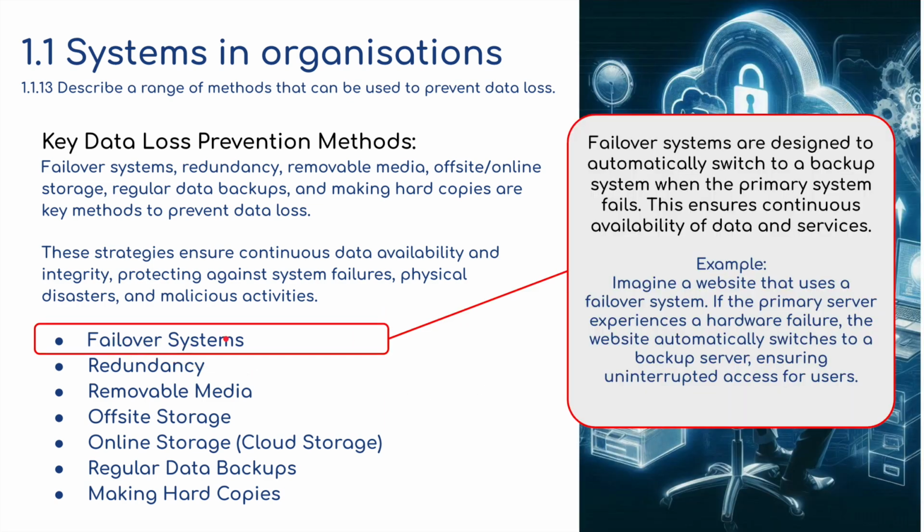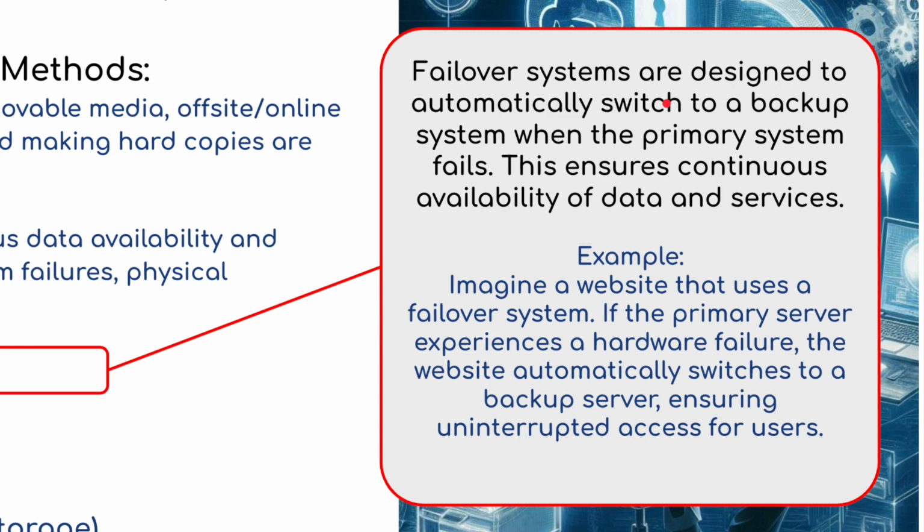We've got failover systems. Now these are designed to automatically switch to a backup system when the primary system fails. They ensure continuous availability of data and services. Okay, so for example, imagine a website that uses a failover system. If the primary server experiences a hardware failure, let's say we've got Amazon and the entire system stored on one particular server crashes, then all those sales, everything would stop.